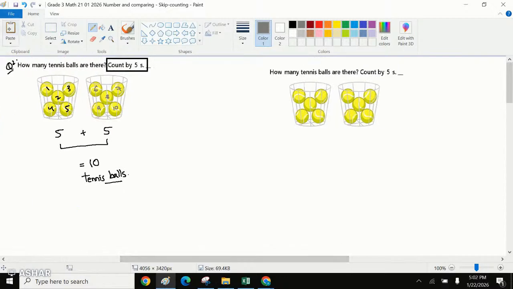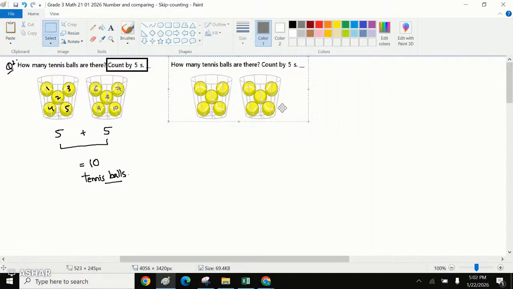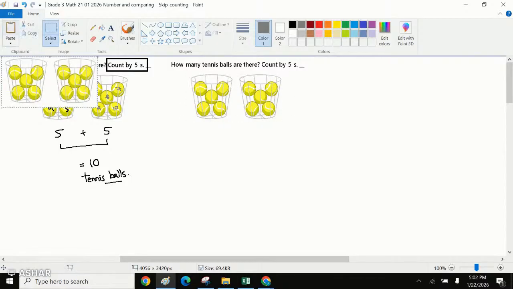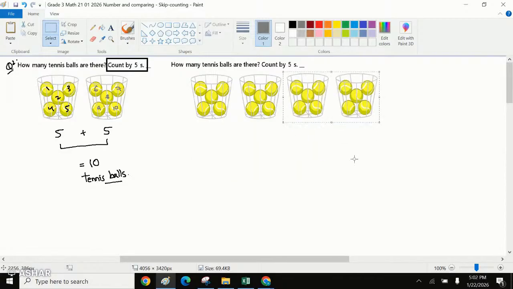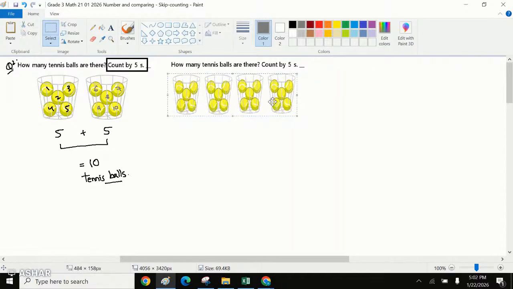If I would use the same question and I would increase the number of buckets, let's suppose if we had 2 buckets and now we have 4 buckets over here. Okay. Let's say we have 4 buckets. So can we count these? How many would be there in 4 buckets? See, if each bucket had 5, that means 5 plus 5 plus 5 plus 5, right?